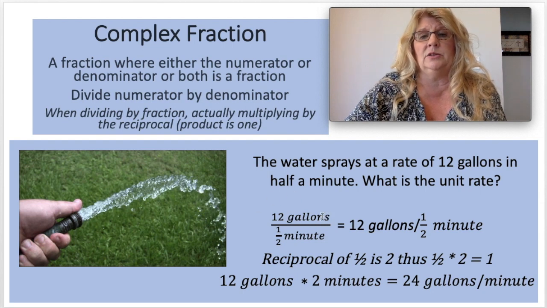So I have 12 gallons for a half a minute, which means 12 gallons divided by half. But I can't have a half, so when I divide by half, I'm actually multiplying by the reciprocal. And the reciprocal means 1/2 times 2 equals 1. The reciprocal is what you multiply the number by to get 1. So 1/2 times 2 over 1 equals 2 over 2, which equals 1. So 12 gallons times 2 minutes tells me there are 24 gallons in 1 minute, or 24 gallons per minute.